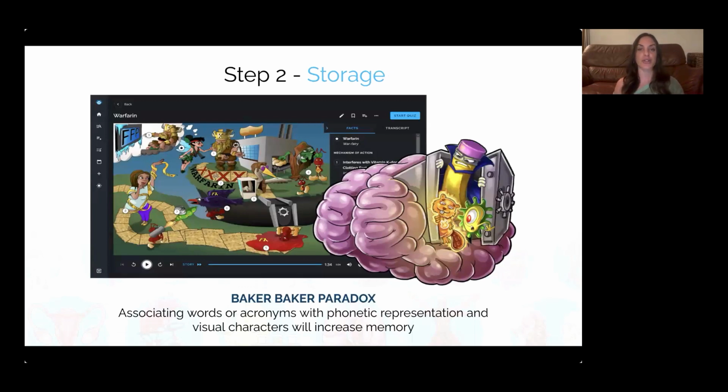So this is step 2 in the memory process. What we have here is an actual Picmonic that you're looking at. The image is going to be in the main screen. And after you learn the information that you need to know, the facts, and the characters that represent those facts, you're going to go into the story portion of the Picmonic.